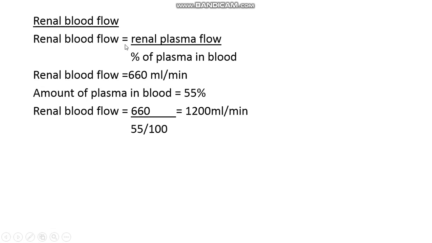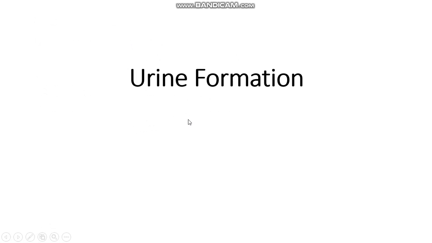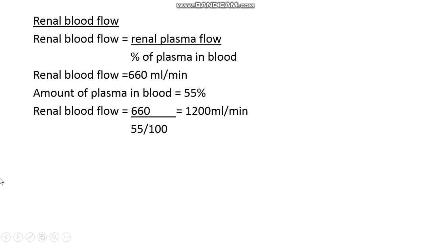Then renal blood flow, which is equal to renal plasma flow divided by percentage of plasma in the blood. Here there is a mistake on the slide, there is no division in the heading and that has to be deleted. So the equation is: renal blood flow is equal to renal plasma flow divided by percentage of plasma in the blood.